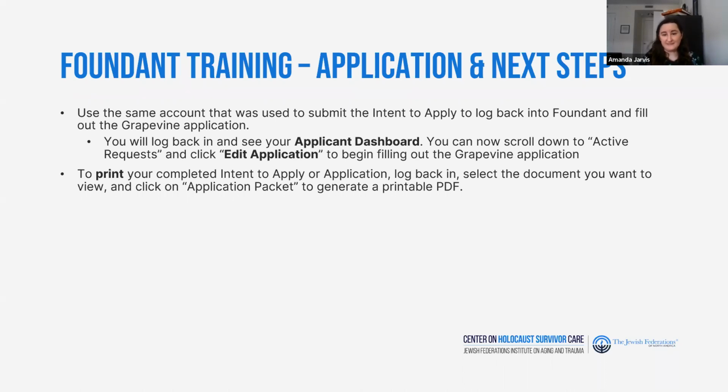In order to print the completed intent to apply or the application, you just simply log back in, select the document you'd like to view, click application packet. That'll generate a printable PDF. Next slide, please.